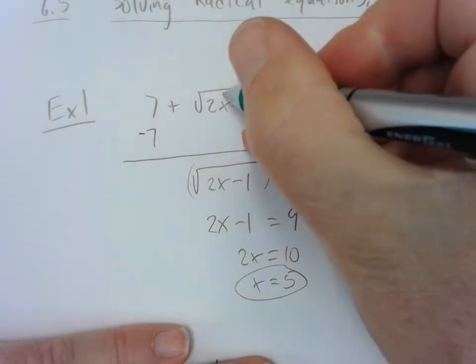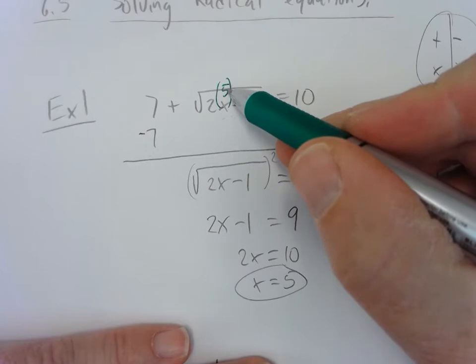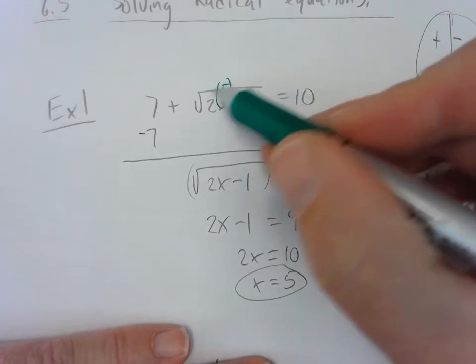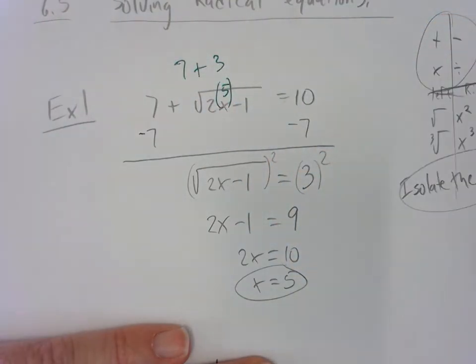So I'm going to put 5 in here for x. So it would be 2 times 5 is 10, minus 1 is 9. The square root of 9 is 3. 7 plus 3 does indeed equal 10. So it works.